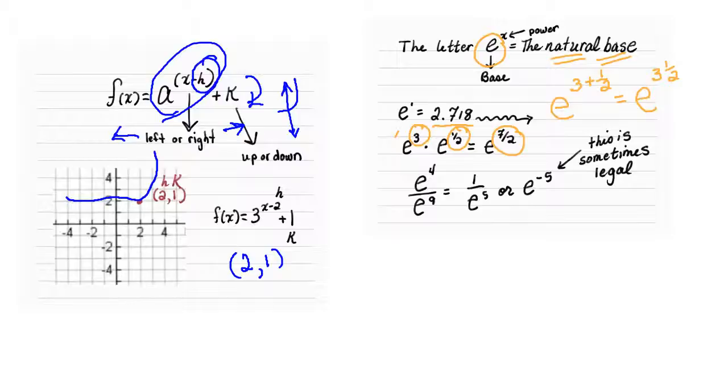And if we have E's over each other, for instance E to the 4th over E to the 9th, we would do the same thing. There's 4 of them here, which means we could take 4 out of the 9. It would give us 5, and we would have 1 over E to the 5th power. Or, just in this case only, since E has a value, it can actually be to a negative power, so this could be E to the -5th. This is sometimes legal, only with E's.